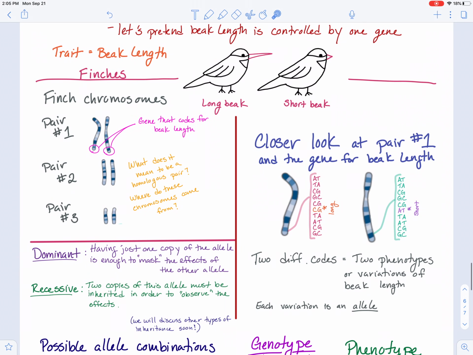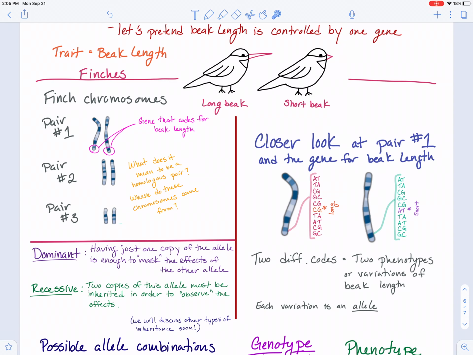Now, when I'm talking about phenotypes and what things look like, you have to remember that we inherit 2 copies. So we might get long, or we might get short, or we might get a long and a short. And sometimes one trait will mask the effects of the other. So that's where we get into words like dominant and recessive.